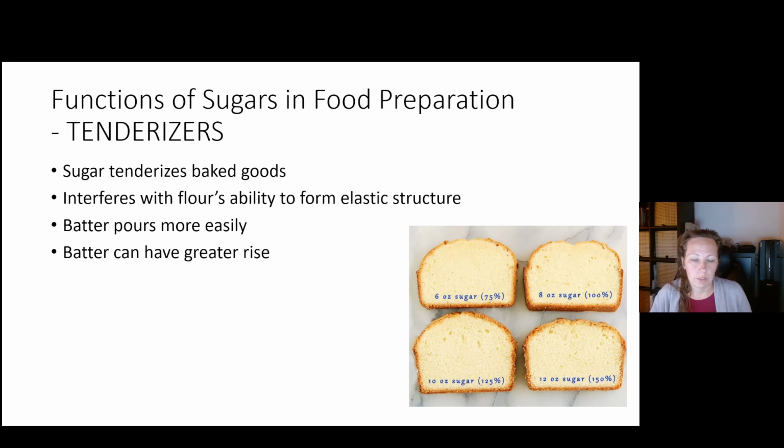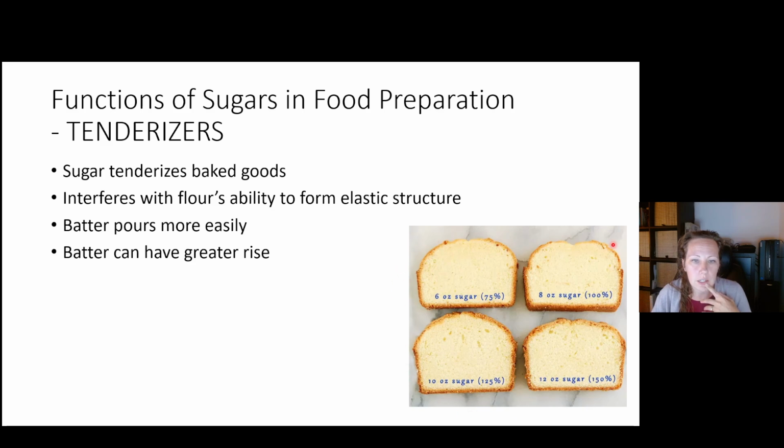Now, however, if you add too much sugar, the structure can weaken so much that you have collapse. The gas that is created during your leavening process will just be able to escape, and you actually can end up with a dense cake, the opposite of what you are trying for.